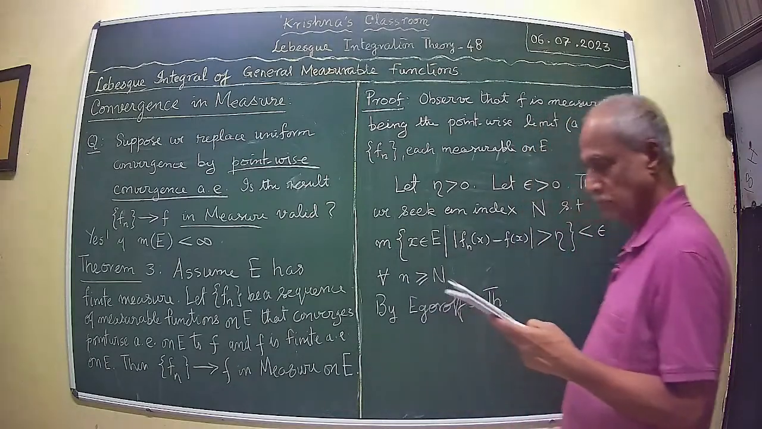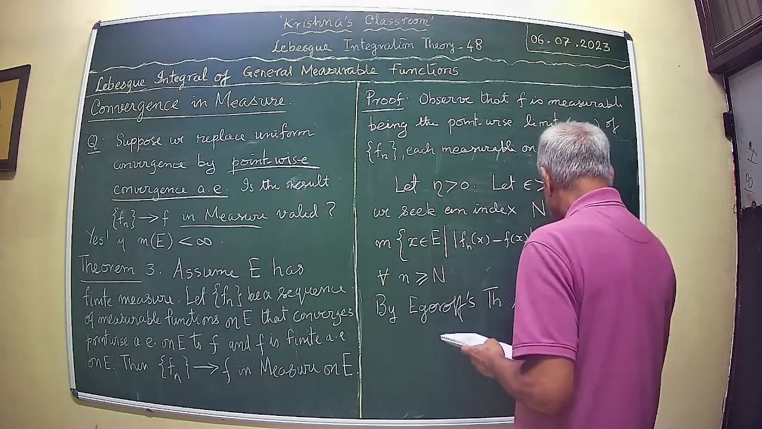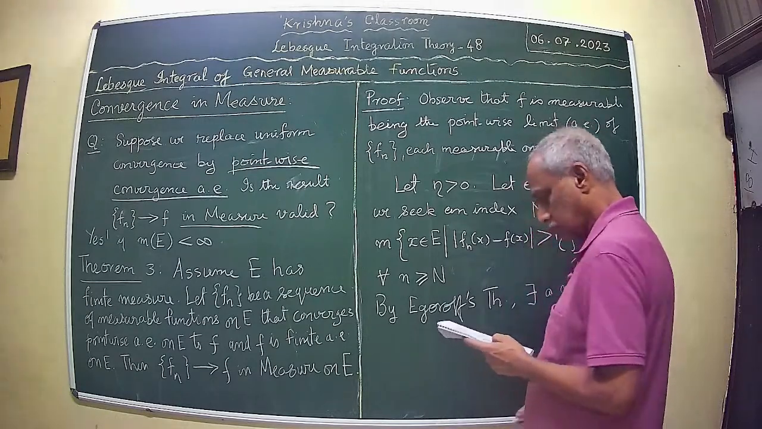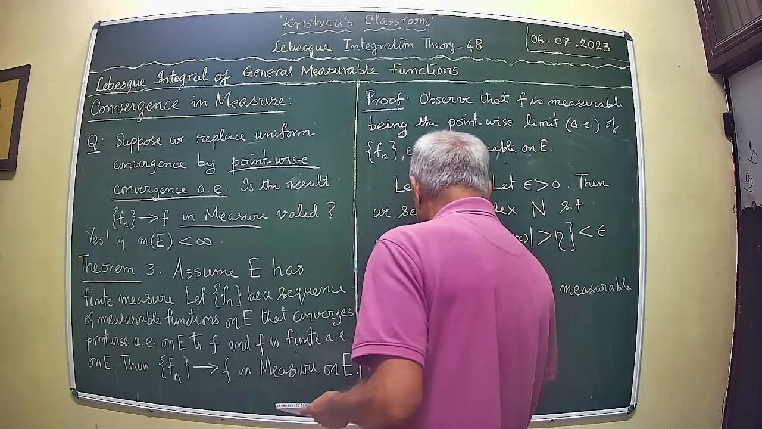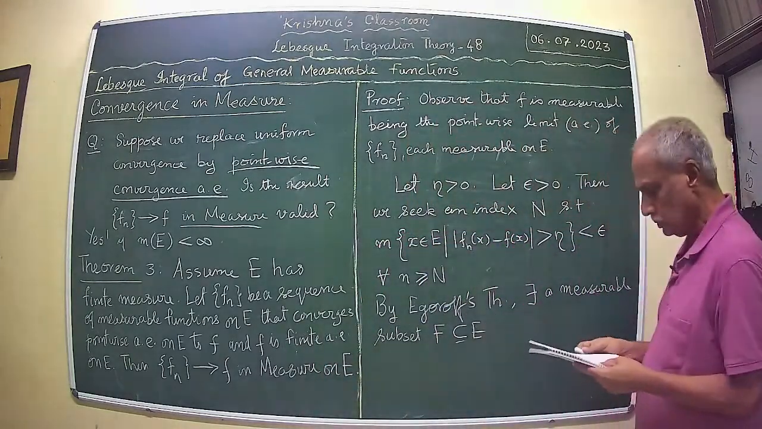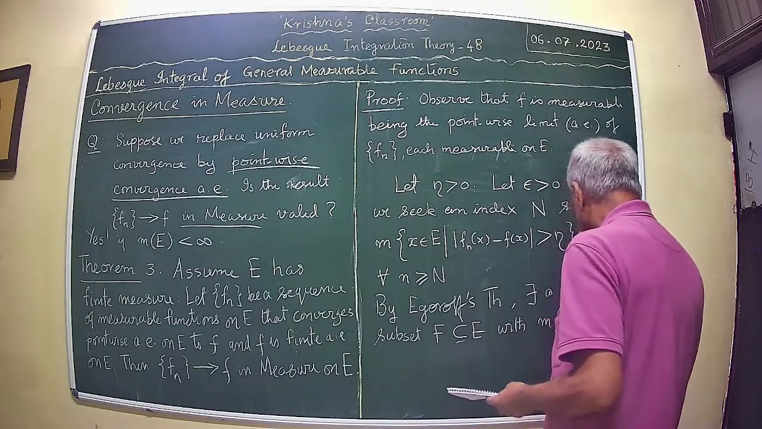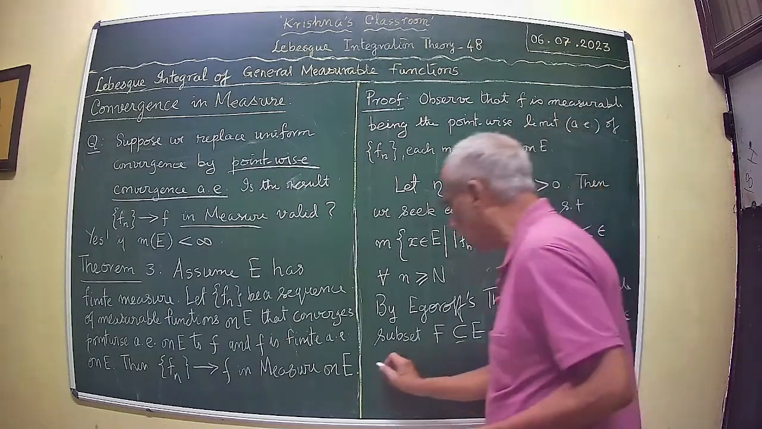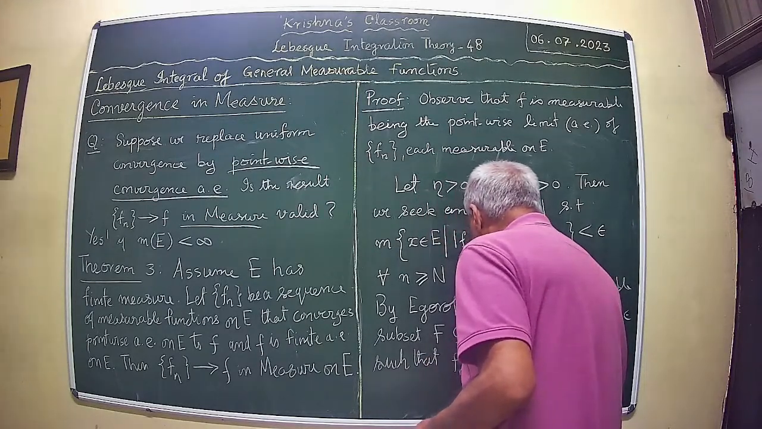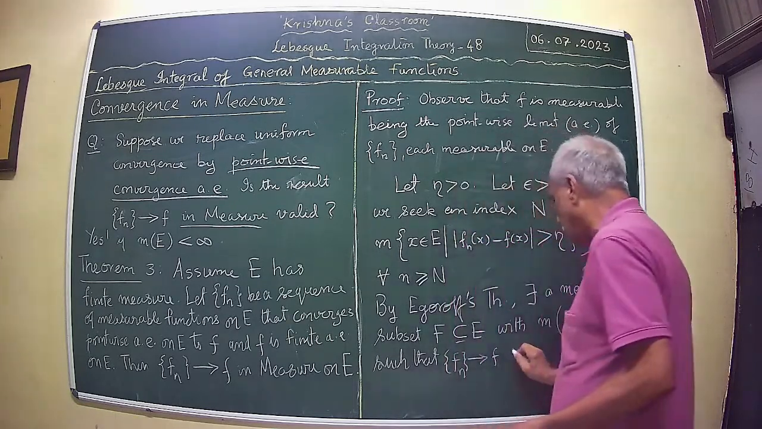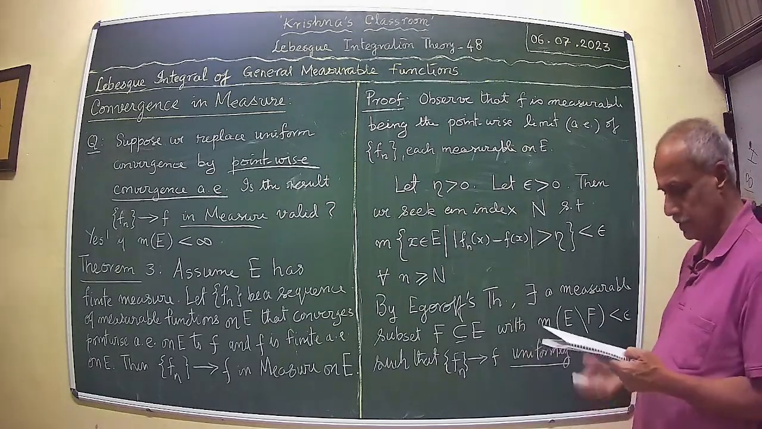Just recall the result. There exists a measurable subset F containing E with measure of epsilon such that Fn converges to F uniformly on F.